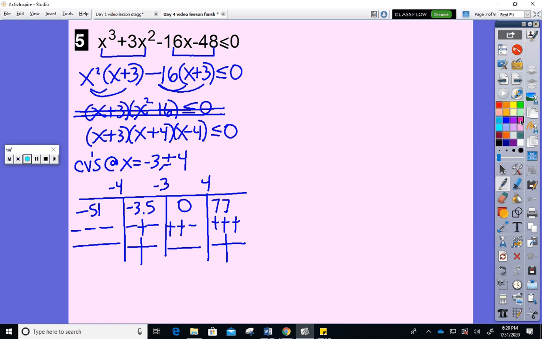And we use sign charts throughout pre-calculus and calculus. They always work the same way, but they'll give us different results based on why we're using them in the different sorts of problems. So they're cool. So I'm seeing less than or equal to 0, so closed circles. Less than means negative, so I'm shading.